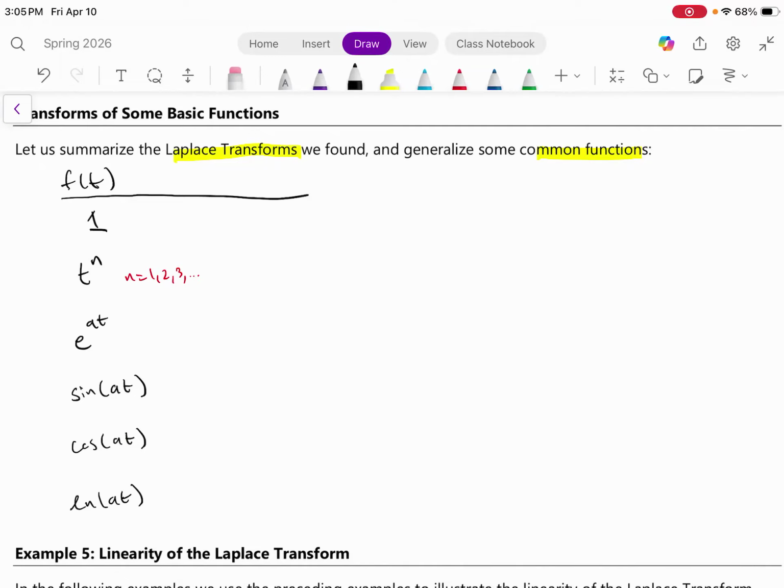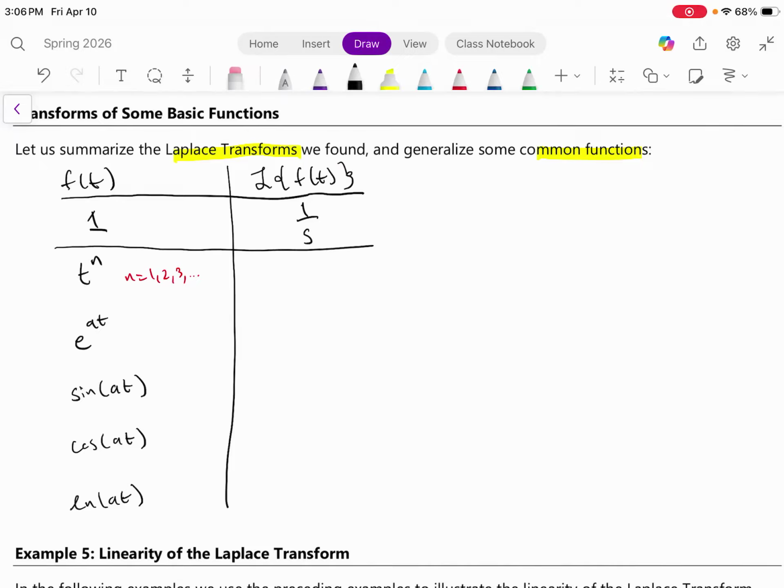So let's go ahead and write down what these general Laplace transforms would be of these functions. So the constant one that we saw is 1 over s. And for a polynomial like t squared, t cubed, what that actually is would be n factorial over s to the n plus 1.